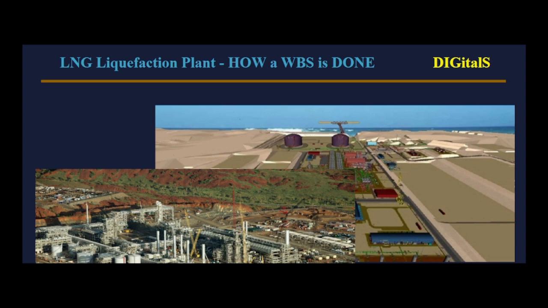In this video we describe how the main construction areas of an onshore LNG liquefaction plant are classified for the purposes of estimating capital expenditure. We are talking about an LNG liquefaction plant that includes one process train capable of meeting peak processing capacity requirement of 4.4 million tons per annum.